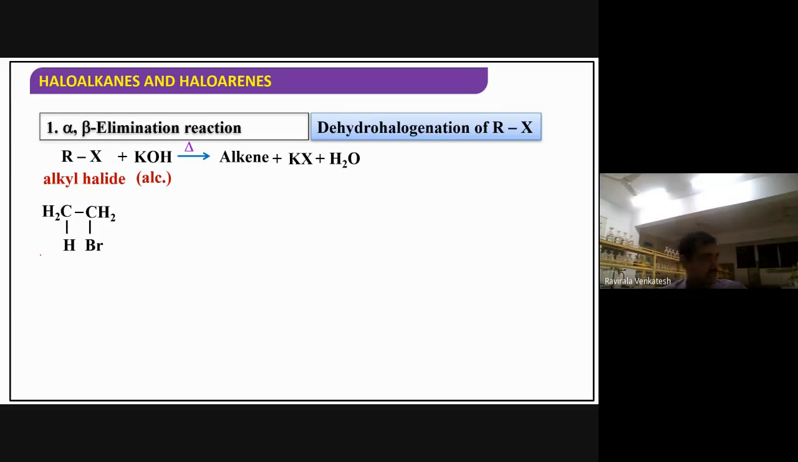Now, how the reaction takes place, you see here. So alcoholic KOH you have taken. Now, how does the reaction take place, let me see. Now, see, the halogen bonded carbon is alpha carbon, right? Correct or not? Tell me first of all. Is this carbon alpha carbon or not?